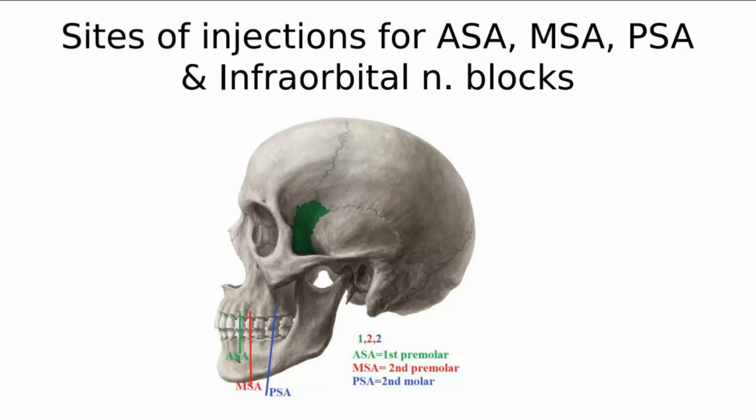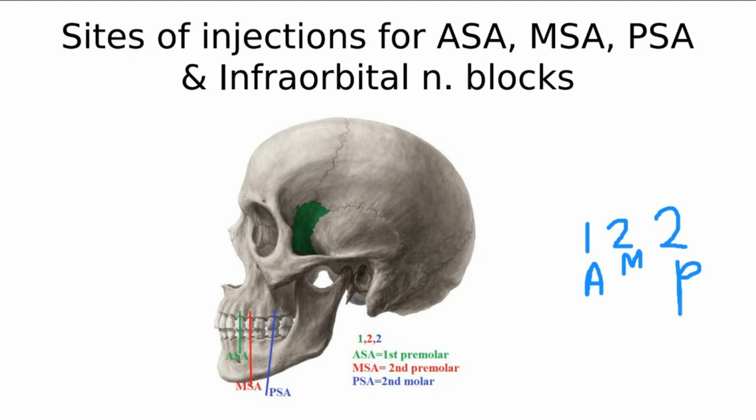The next is ASA, MSA, and PSA. The mnemonic for that is 1, 2, 2. I always say it like this, and the students remember it this way. 1, 2, 2. ASA, MSA, PSA. 1, 2, 2. 1, premolar 1. 2, premolar 2. 2, molar 2. So this is ASA, MSA, and PSA.